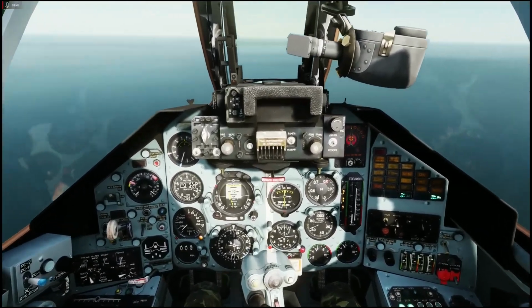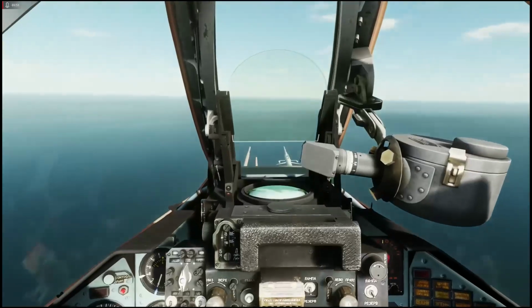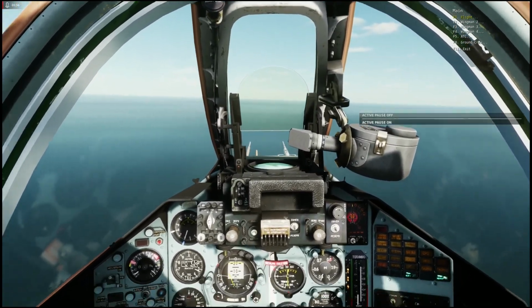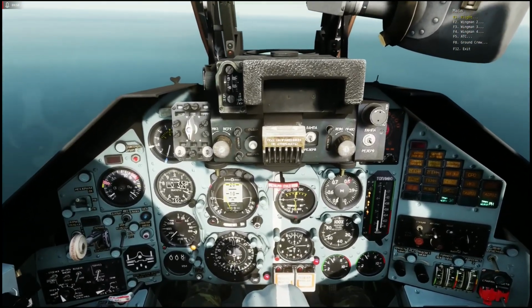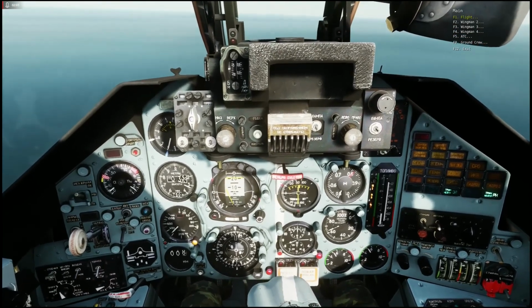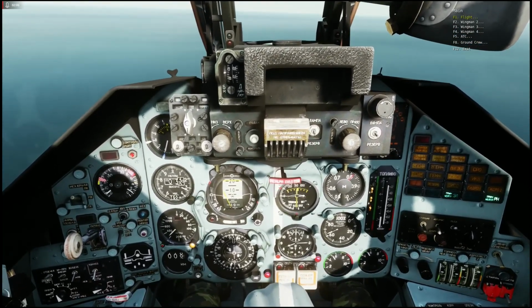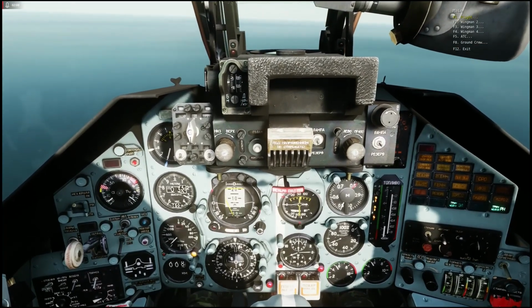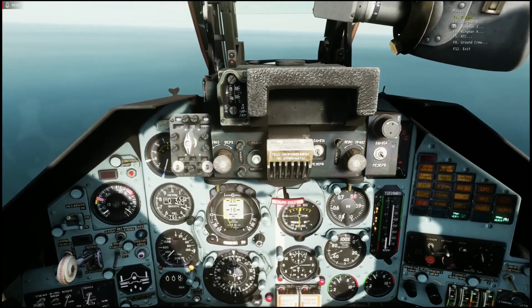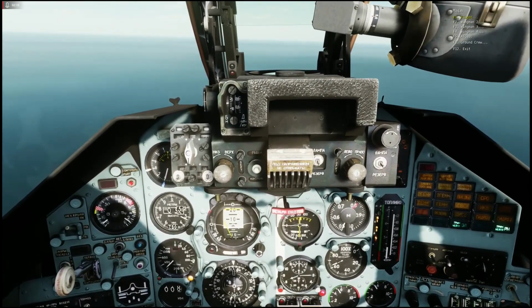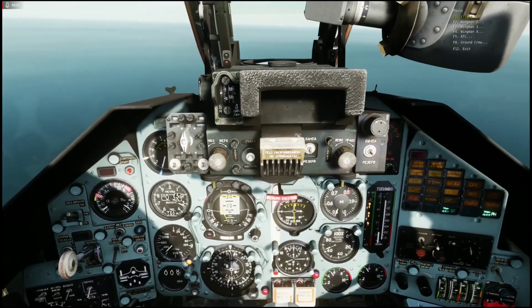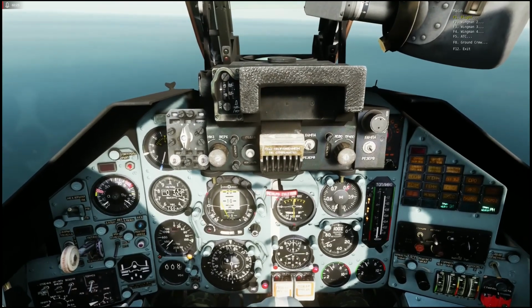The instruments we are going to use today are, let's do it like this, the HSI. I don't know if you see my mouse cursor. It depends on whether or not the AMD Relive recording software wants to record it. But the HSI, your ADI, your altitude, your speed, and your VVI, your vertical velocity indicator.